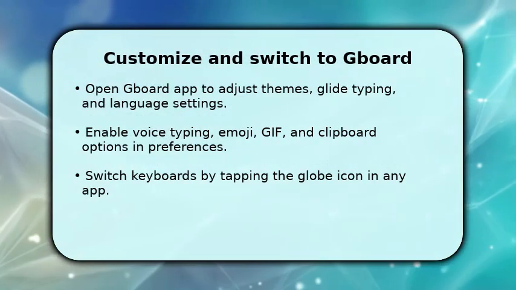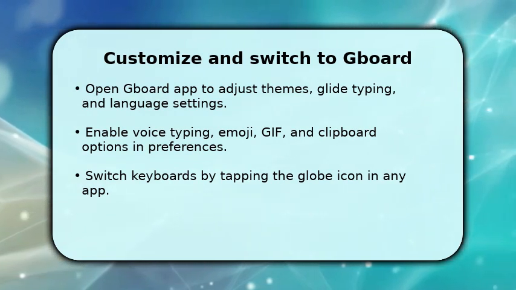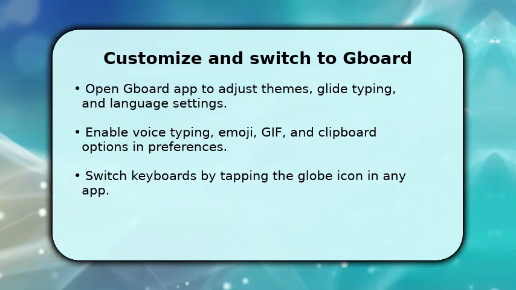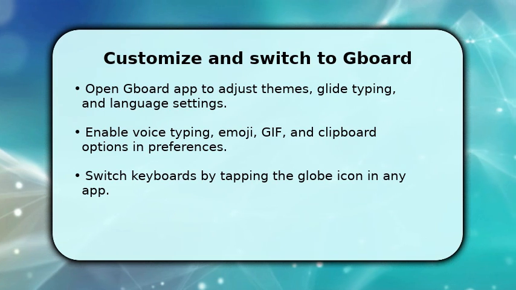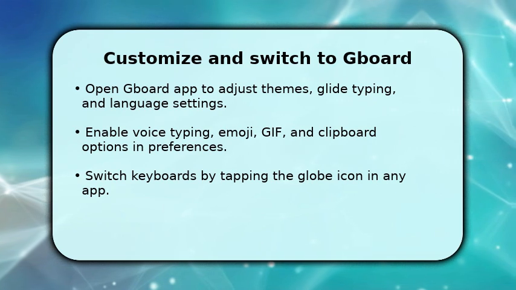You customize Gboard inside its app so it behaves the way you want. Pick a theme, enable glide typing, and add languages. Next, enable voice typing and configure emoji, GIF, and clipboard tools. These choices speed up typing and search.